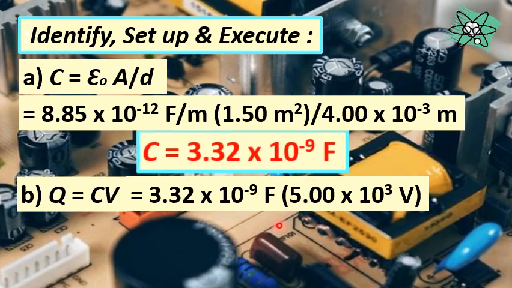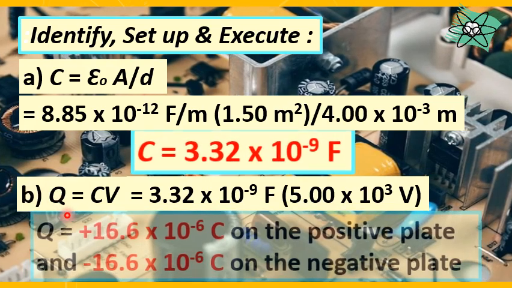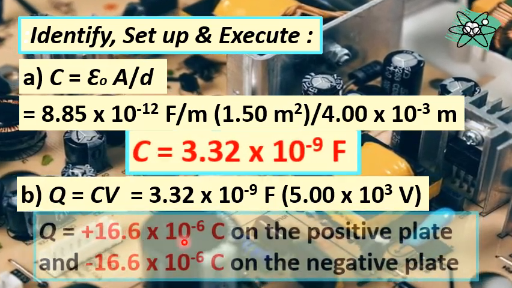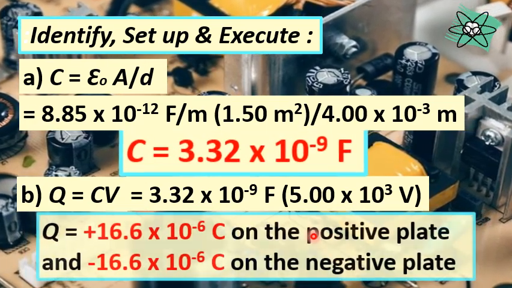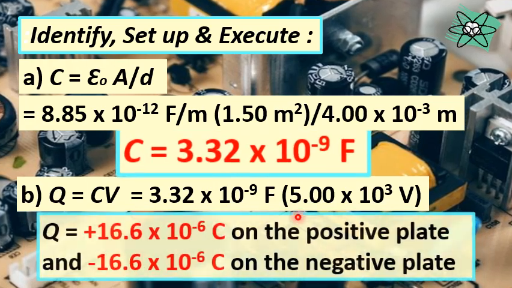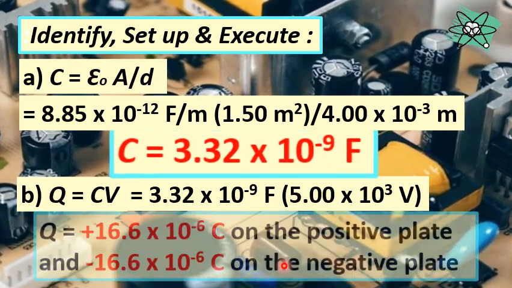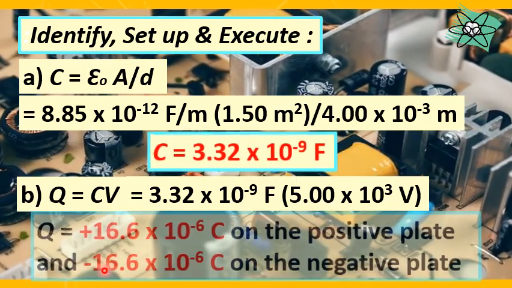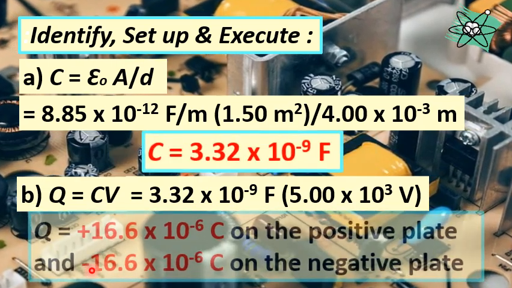So finally, we get the value of the charge big Q equal to positive 16.6 times 10 to the negative 6 coulomb. This is the charge on the positive plate. So therefore, the negative plate will also have the same magnitude of the charge, 16.6 times 10 to the negative 6 coulomb, but with a negative sign.